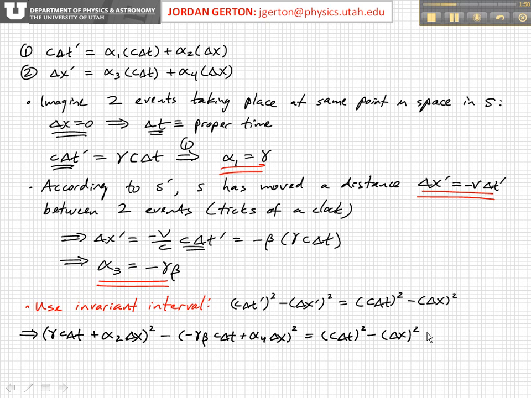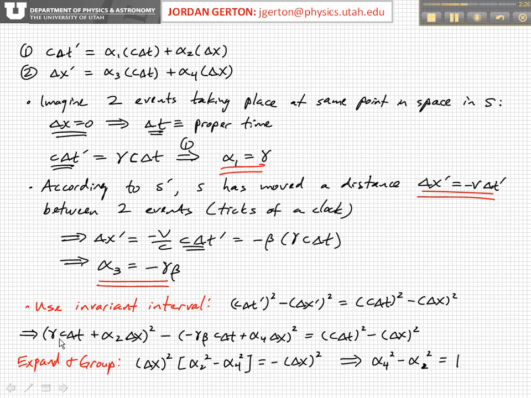Now, since there are no delta t delta x terms on the right hand side, we know that the coefficient of those terms has to be equal to 0 identically, and we know that the coefficients of the c delta t squared terms have to be equal to 1, and the coefficients for the delta x squared terms have to be equal to minus 1. Okay, so I'm not going to go through all the math, but if you group terms and set them equal to the appropriate thing from the right and left hand side, then you'll get the following.